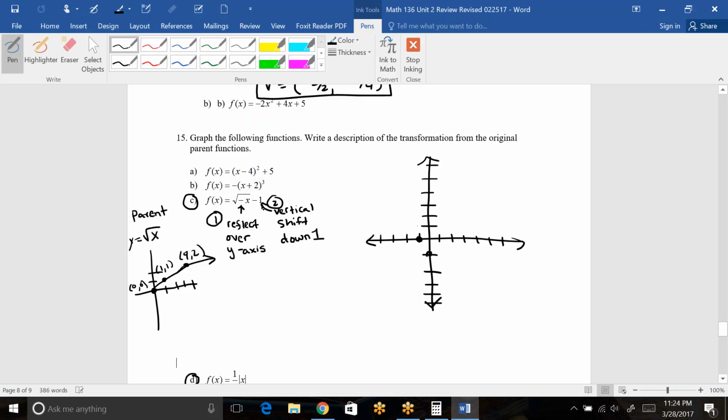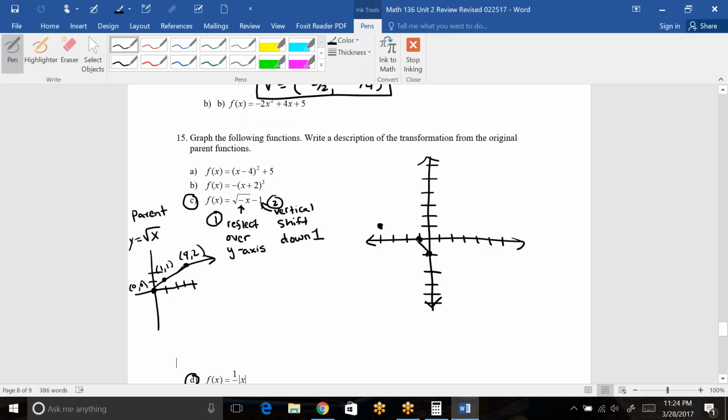And then my last point was (4, 2), so I locate that. I need to reflect it across the y-axis. That means it goes all the way over here to (-4, 2). So its x is now negative. So now I went from (4, 2) over here to (-4, 2). So that's where I'm at right now. And then shifting it down 1 would put it at a height of 1.